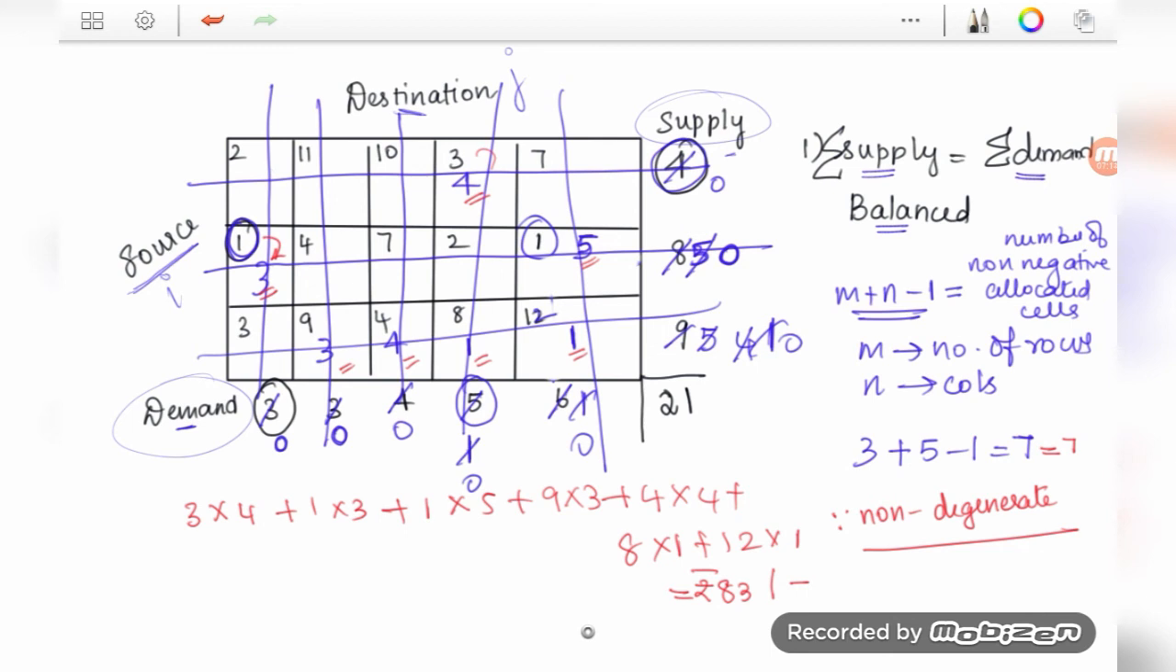In the next video I would like to upload the northwest corner rule.